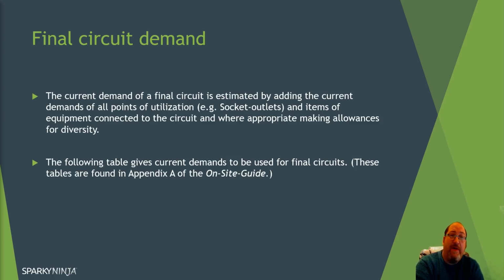Final circuit demand. The current demand of the final circuit is estimated by adding the current demands of all points of utilization. Add them up. And then you take any equipment connected to them, you add them up, but you make allowances for diversity, as we've said. The following tables give current demands on the use of final circuits. Now, I've taken these straight off from the on-site guide. The on-site guide has been the same for a while.